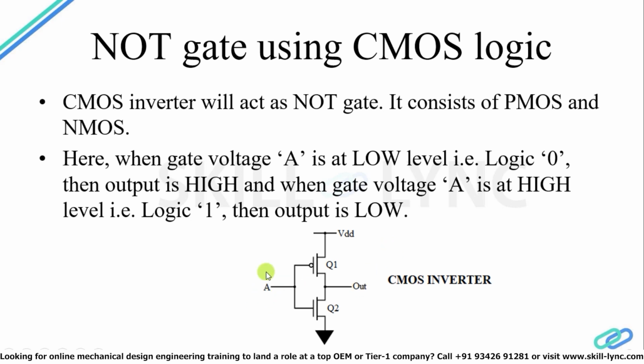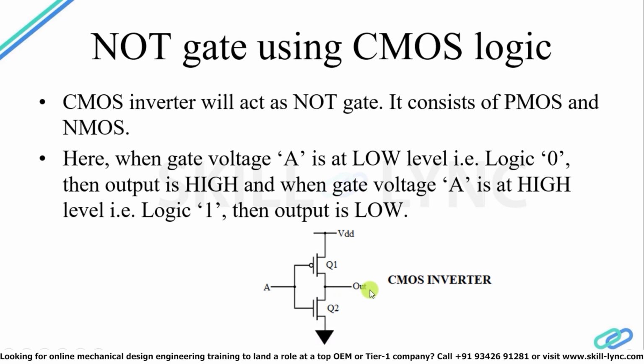Now let's take A equal to 1. The same 1 is given to this point and this point. But we know that NMOS will work when the gate voltage is 1. So it will make Q2 on and Q1 off. Now Q2 is on and it is connected to ground, meaning the output is 0.